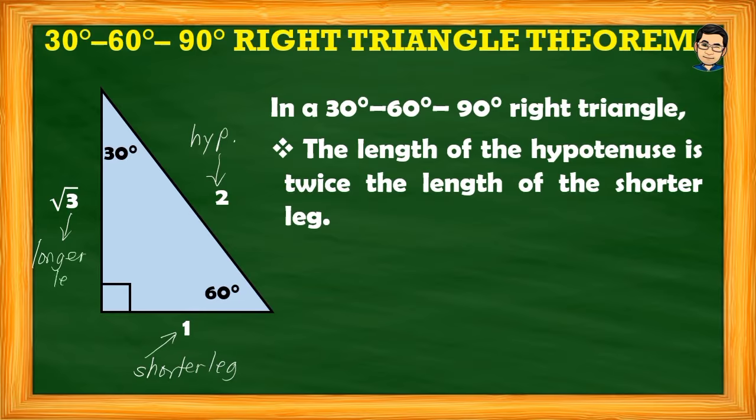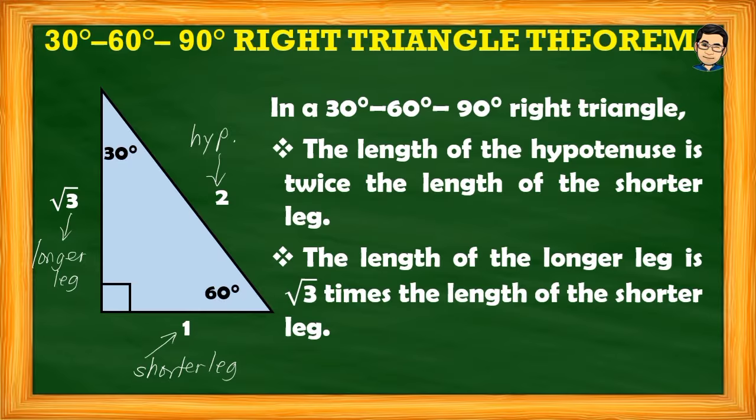So, anong masasabi natin sa relationship ng longer leg tsaka yung shorter leg? The length of the longer leg is square root of 3 times the length of the shorter leg. Kung i-express natin yan in terms of x, ibig sabihin, itong hypotenuse, ano siya? 2x. Ito namang shorter leg natin is x. And then, itong square root of 3 naman, magiging x square root of 3.